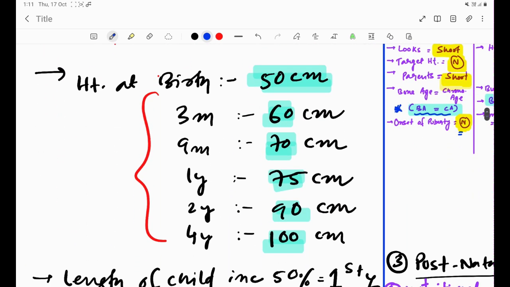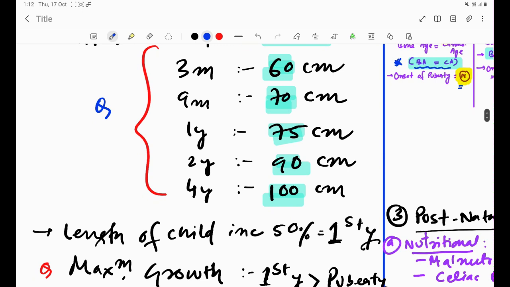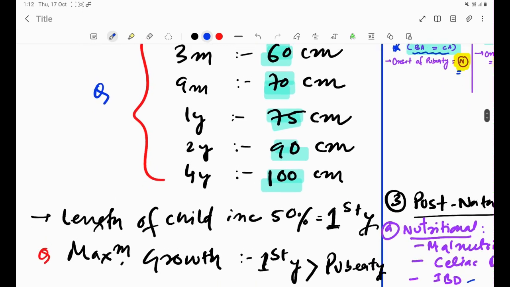Just like weight, there is one more chart in case of height also, where the question is asked, what is the expected height? At birth, average height is 50 centimeter of an Indian newborn. By 3 months, it becomes 60 centimeter. 9 months, it becomes 70. 1 year, 75. 2 year, 90. And by 4 year, it becomes 100. So by 4 year, the birth height gets doubled up, from 50 it becomes 100. So you have to know this also.